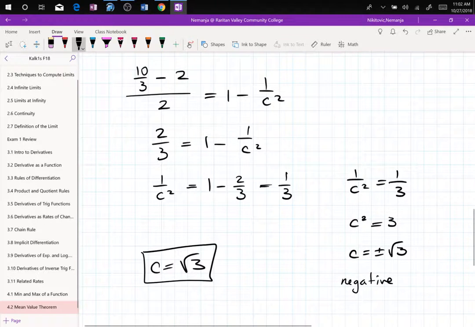Negative, why am I writing negative? I can just say negative root 3 is not in 1 to 3. Remember that we have the restricted domain. So our calculation came up with two values, and one of those values was not in the interval that we were considering, so throw that in the garbage. So at c equals square root of 3, we have the average and instantaneous values to be the same.